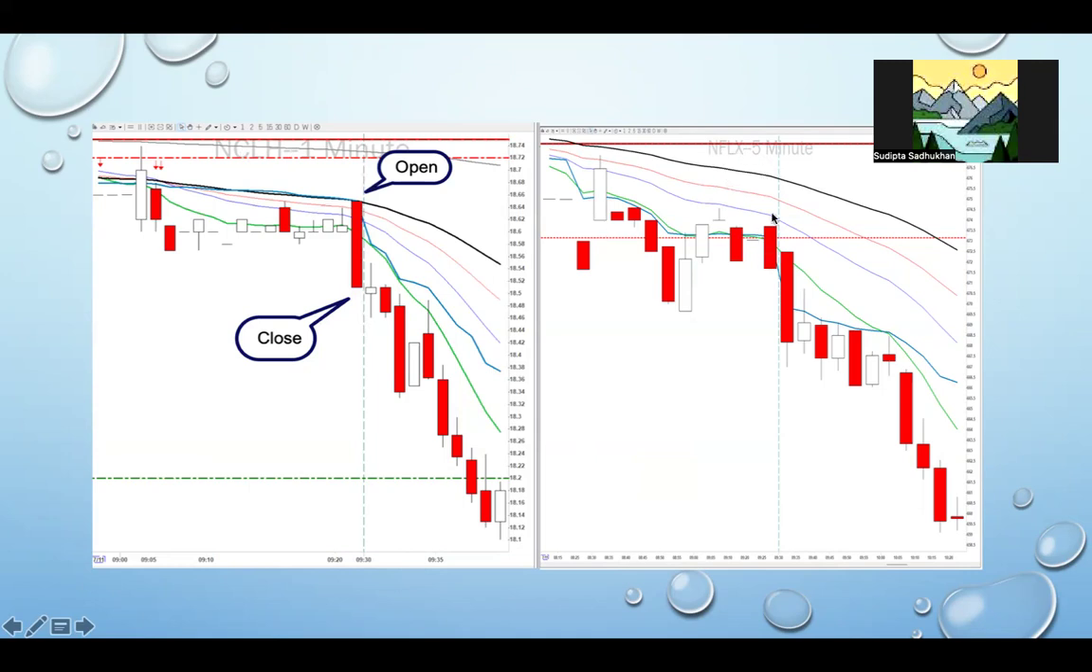Netflix is also again having no wicks, and the moving averages are in order. This is 8, 21, 34, 55. For a short setup, 55 should be above and 8 should be below. Here also 8, 21, 34, 55. And this one you see, this is the VWAP.